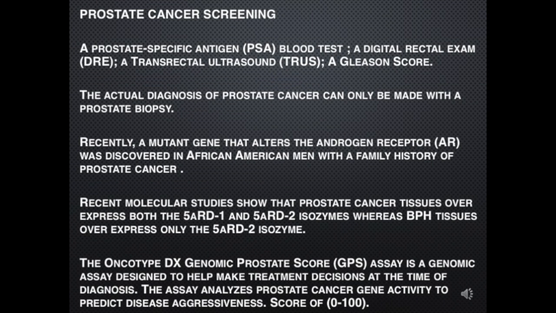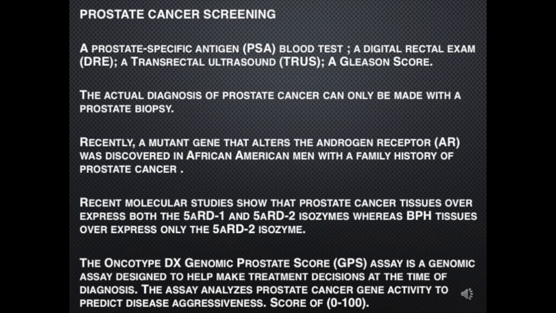Prostate cancer screening. Some of the tests that can be used to screen for prostate cancer include PSA test, a digital rectal exam, a transrectal ultrasound, and post-biopsy a Gleason score and an Oncotype DX genomic prostate score.